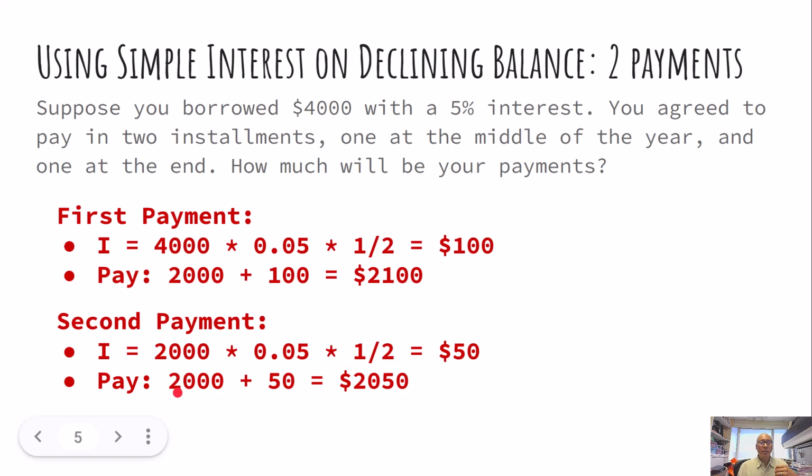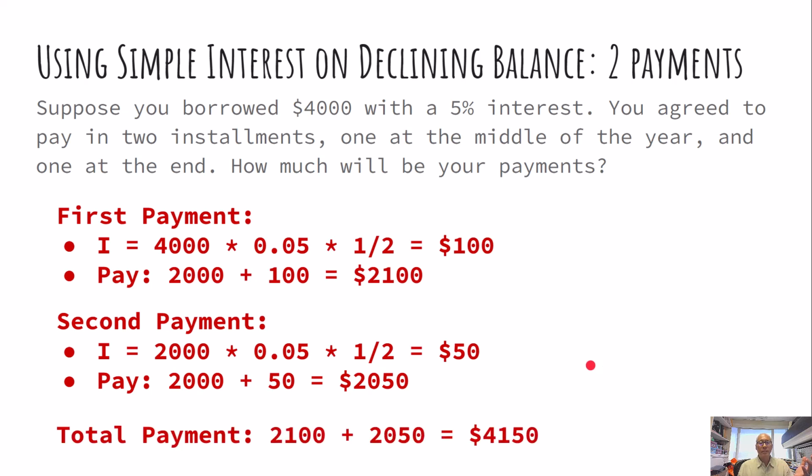So then you'll end up paying $2,000 plus $50, so that's $2,050 by January 31st. Now you add these two together: you paid $2,100 in June or July, and then you paid $2,050 in December, and so you paid a total of $4,150. Now, if you remember from the previous page, with only one payment, you paid $4,200, but now you're only going to pay $4,150. So by having the declining balance throughout the year, you're paying a little bit less interest.